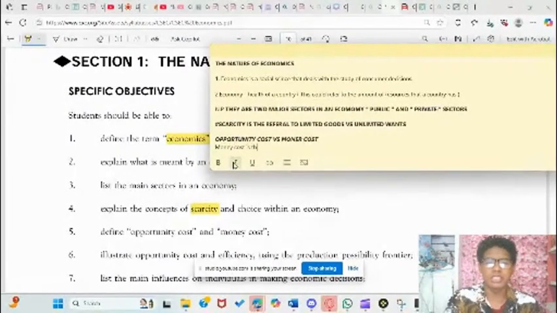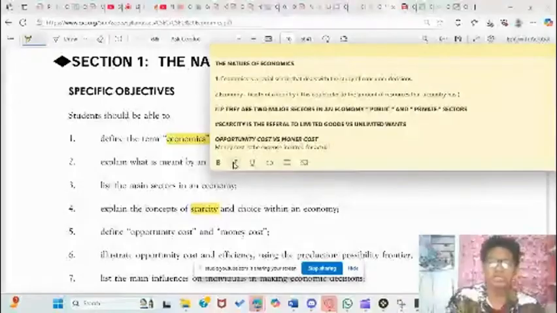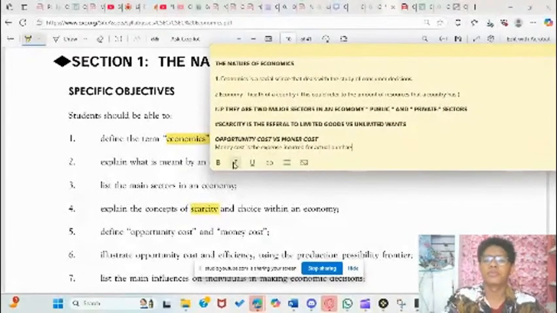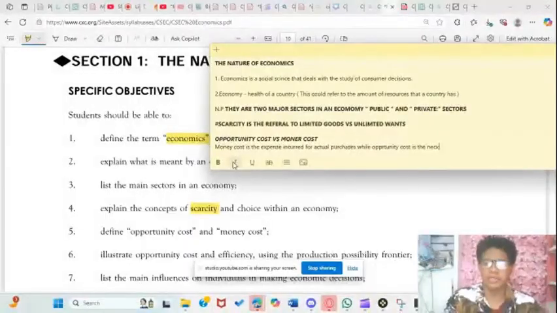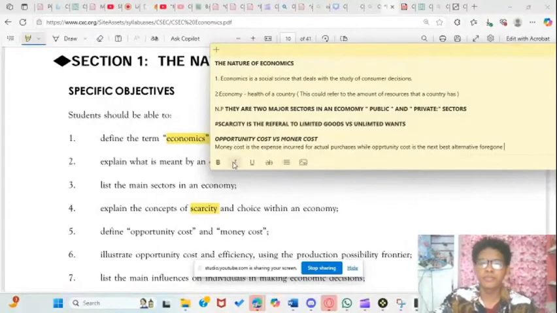Money cost is the expense incurred for actual purchases, while opportunity cost is the next alternative foregone. So yes, we have those two outlined there.